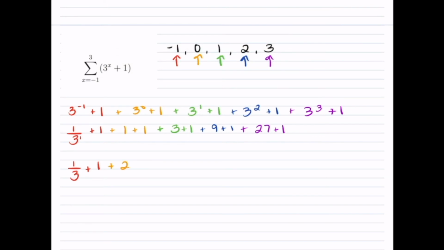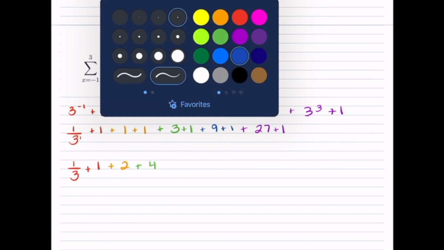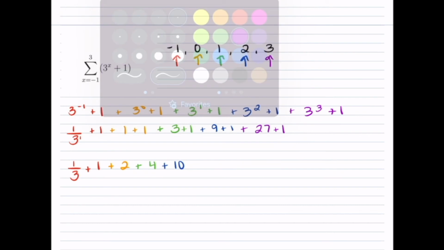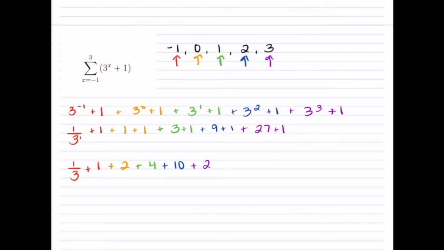1 plus 1 is 2. 3 plus 1 is 4. 9 plus 1 is 10. 27 plus 1 is 28. Alright, and I'm going to plug this into my calculator. 1/3 plus 1 plus 2 plus 4 plus 10 plus 28. I get 45.3 repeating.